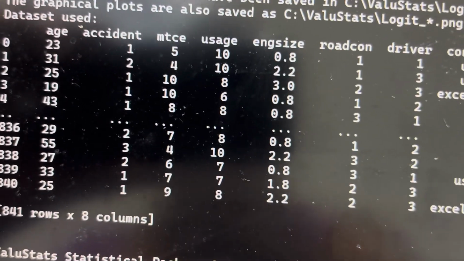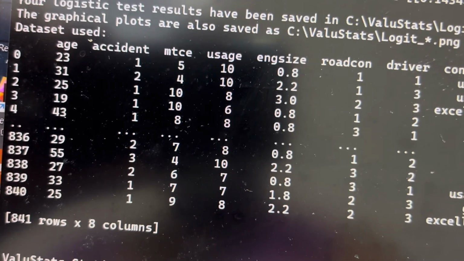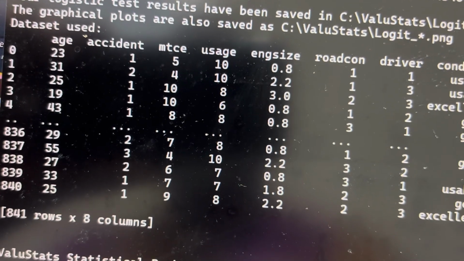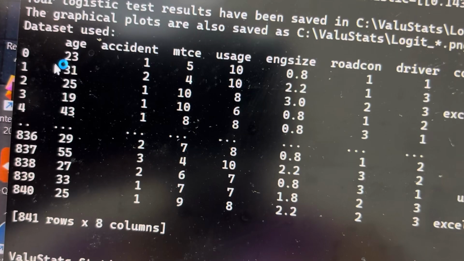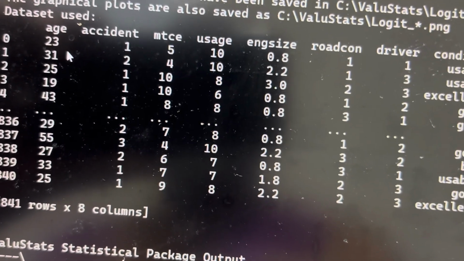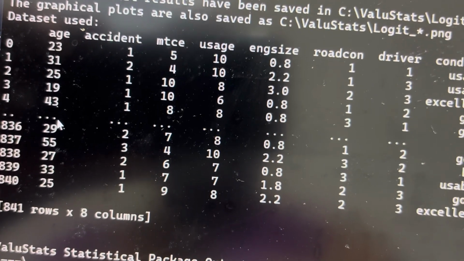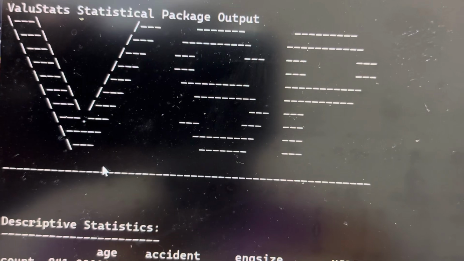But this time around, because the dataset is so vast, you can see 841. That's the number of observations in the dataset. It's so large that it's only showing us the first 5 and the last 5. So with this, you can proceed.